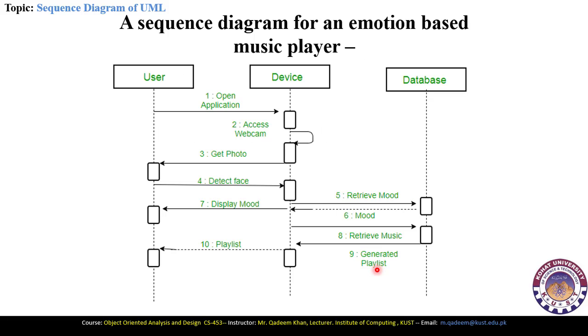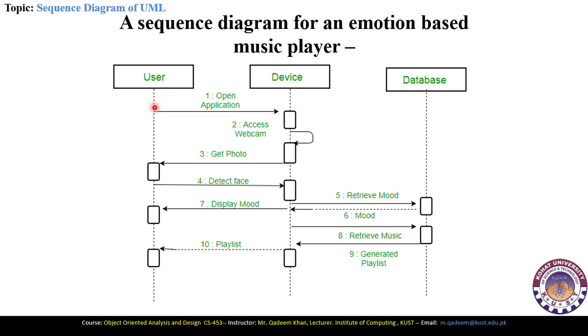This is the sequence diagram of an emotion-based music player. This is the example for you. Dear students, you should study these examples because exactly like this, you have to create the sequence diagram for your FYP documentation or for your thesis. So here there are 3 different modules: user, device, and database. The user module is communicating with the device, and the device module is communicating with the database.